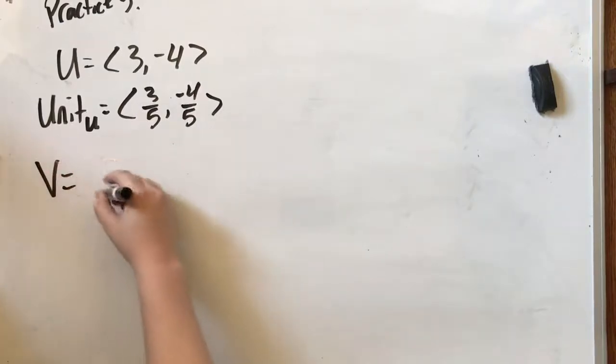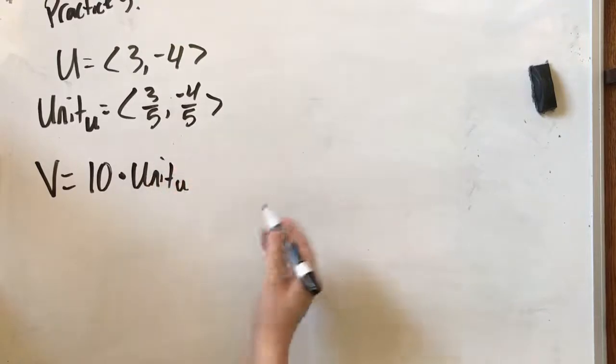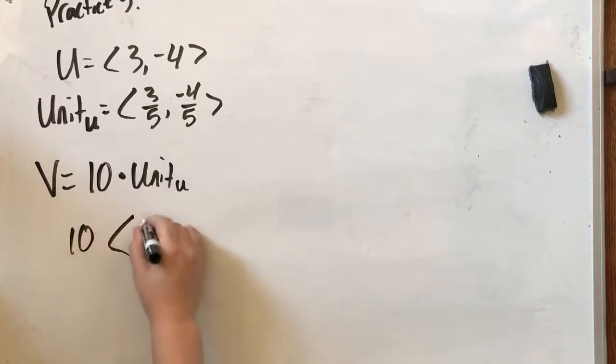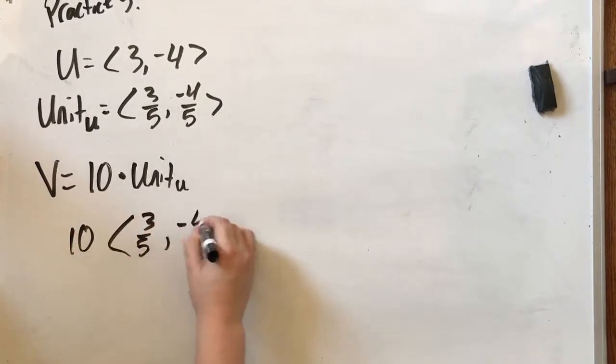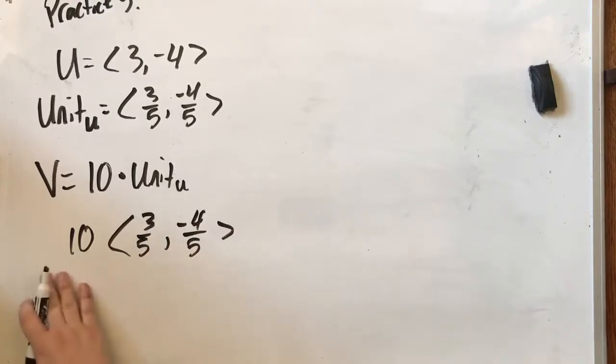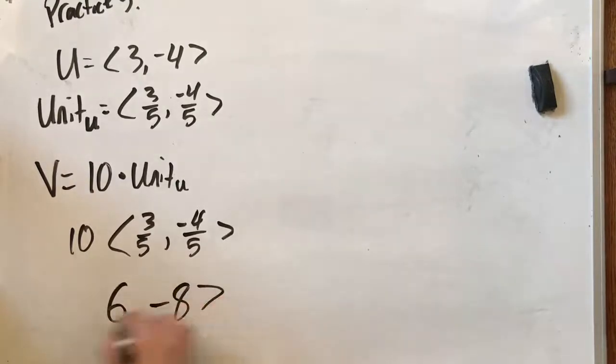Vector v is just going to equal 10 times that unit vector. Okay, so I'm going to multiply by 10. And let's see here. I'm going to do it this way so I can explain how I would actually do this. Basically those 5s are going to cancel out with the 10 and make it just 2. So I'm going to end up with just 6 and -8.